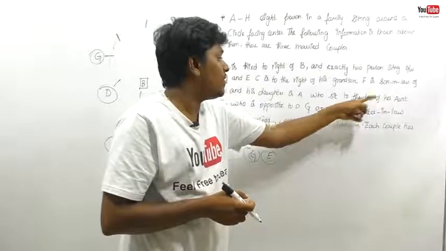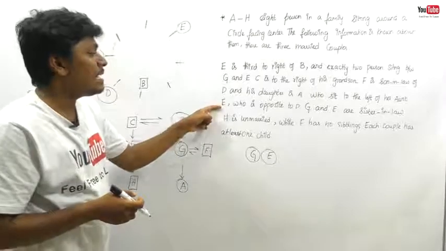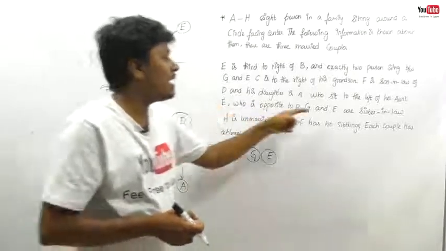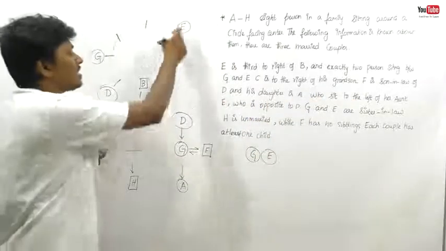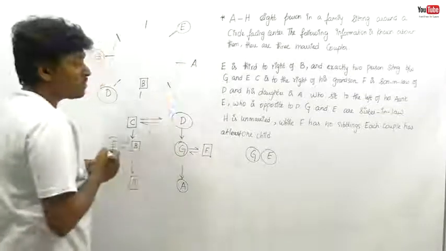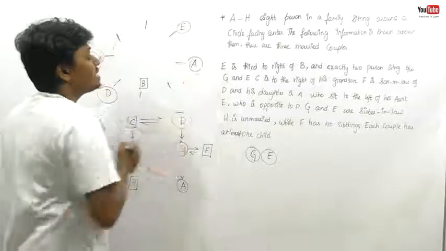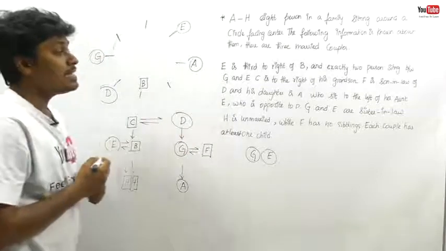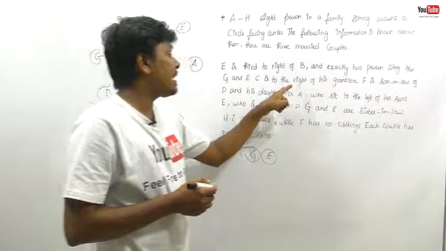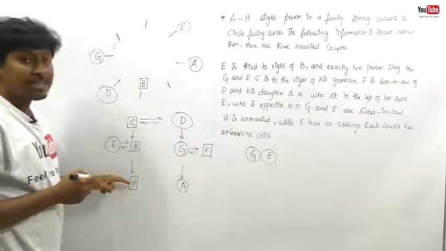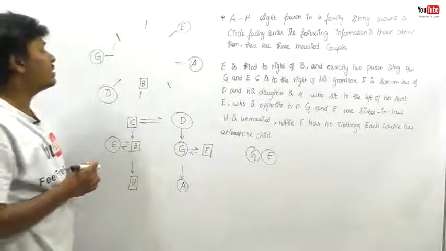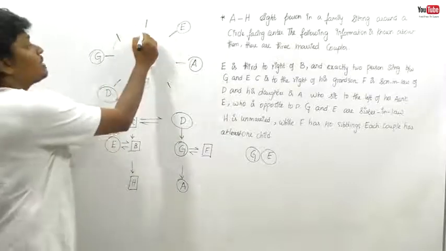A sits to the left of her aunt E. They have said that E is an aunt, right? So on E's left-hand side, A should come. So definitely A should come here. We know that A is a female person. And they have said that to the grandson's right-hand side, C should come. The grandson is H. So to H's right-hand side, C should come. So only 2 places here. So H should definitely come here.